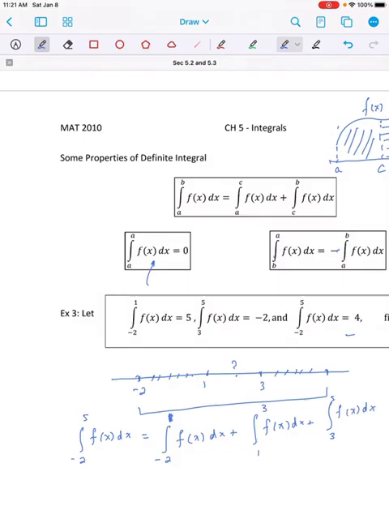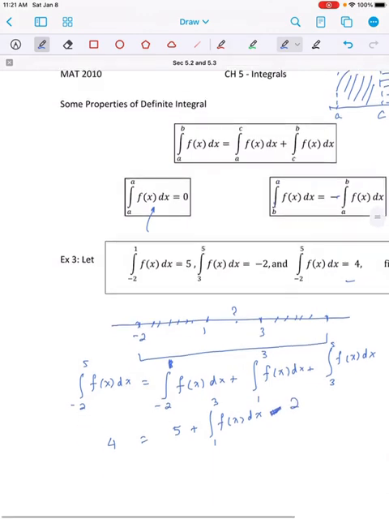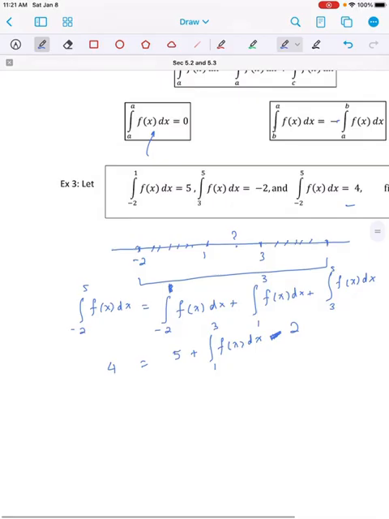So we already know the value on the left, which is 4, and the value of this first one is 5. The value of the second one is what we want to find out, and the value of this next one is -2. So just do your algebra, and you will notice that the value of the definite integral from 1 to 3 comes out to be 1.